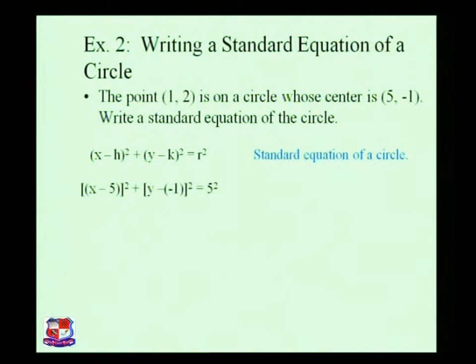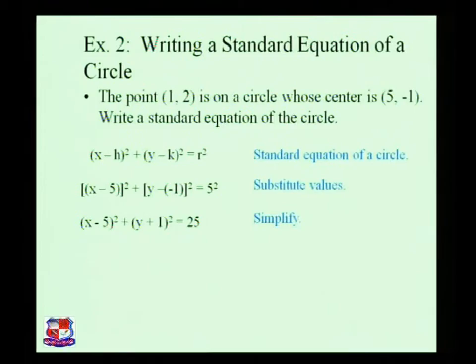And now substituting the values, h is equal to 5, k is equal to -1 and r is equal to 5. So here (x minus 5) whole square plus (y plus 1) whole square is equal to 25, which is the required equation of the circle. So in this way we can find the equation of the circle.